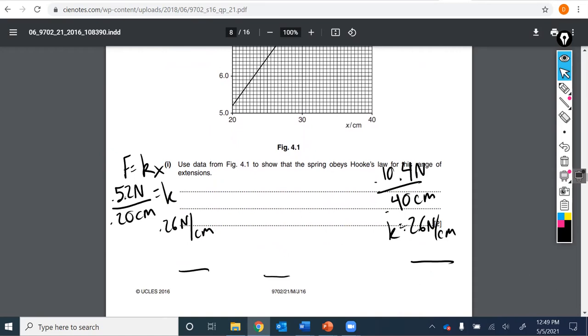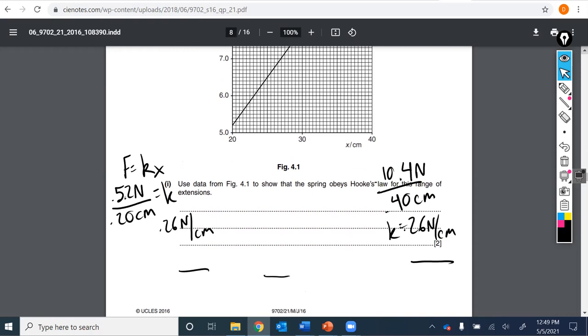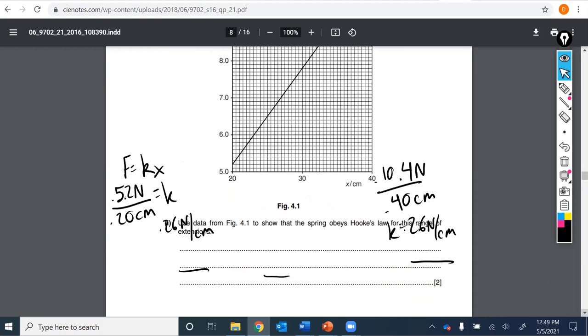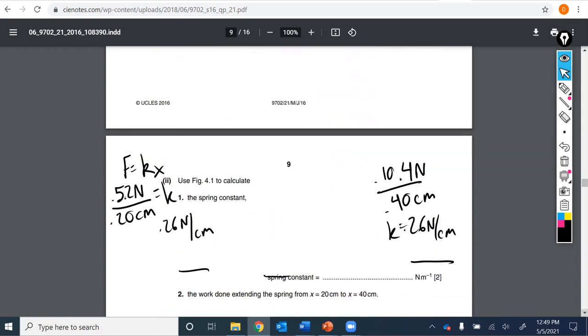You could even explain that a little more clearly and say the ratio of force to extension for the 20 centimeter extension gives a spring constant of 0.26. The ratio of force to extension for the extension of 40 centimeters also gives a constant of 0.26. This shows that the force is proportional to the extension and therefore the spring obeys Hooke's law. So anything like that would remove any doubt from the examiner's mind that you know what you're doing, and they'd award you the marks for that.